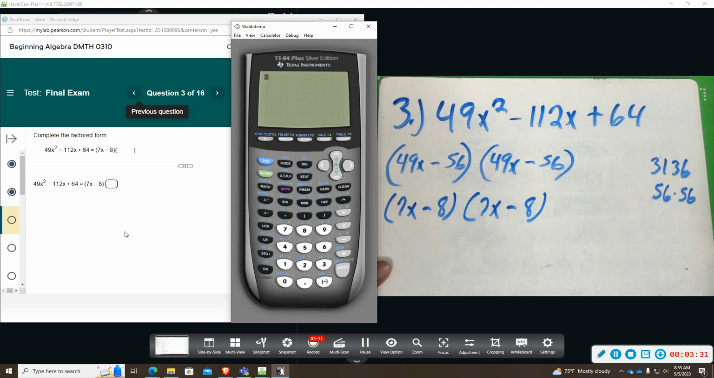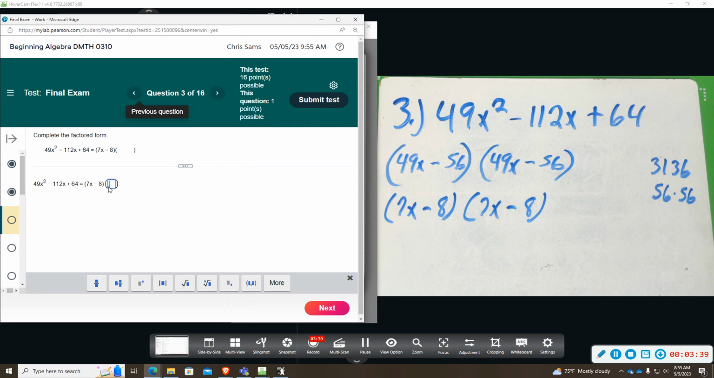So again, we get a perfect square. I'll just write 7x minus 8 squared. Or just add the other one. I don't need the parenthesis, they already got one.